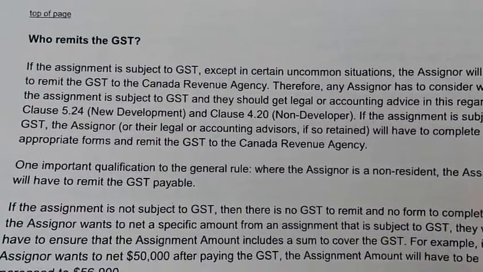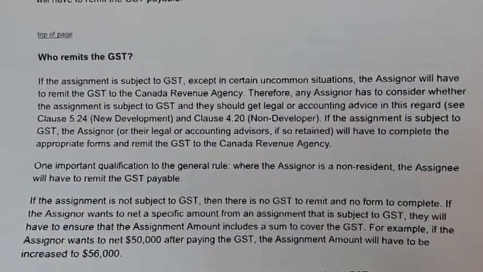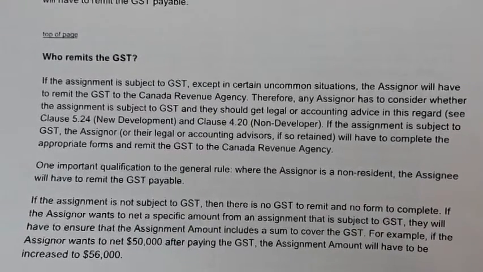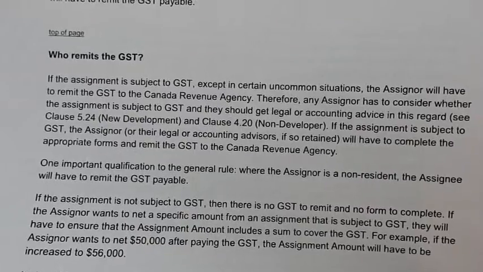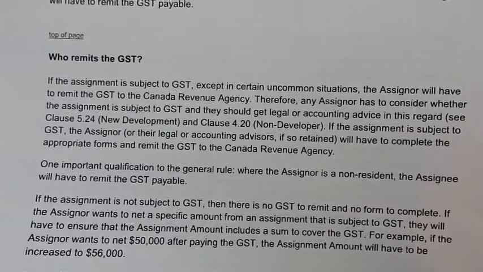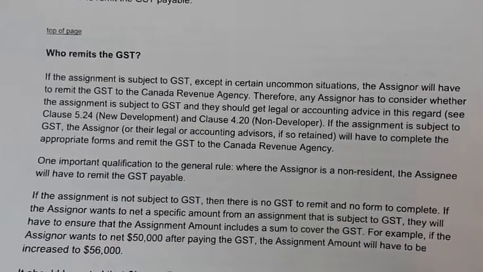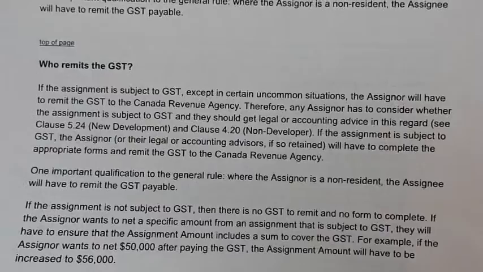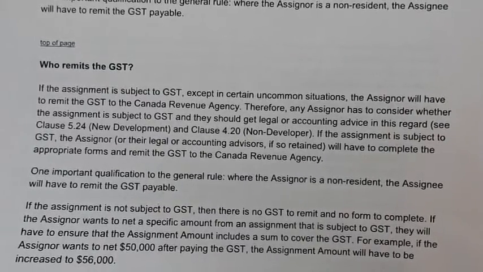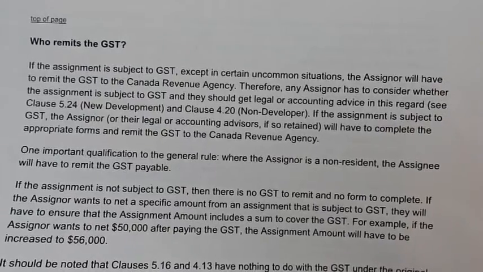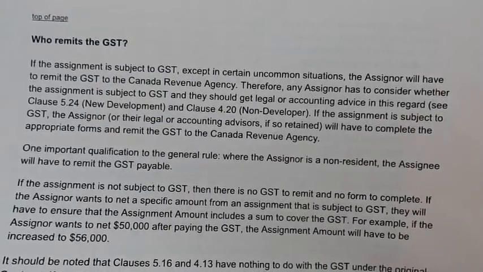Who remits the GST? If the assignment is subject to GST, except in certain uncommon situations, the assignor will have to remit the GST to the Canada Revenue Agency. Therefore, any assignor has to consider whether the assignment is subject to GST, and they should get legal or accounting advice in this regard. See Clause 5.24 New Development and Clause 4.20 Non-Developer.